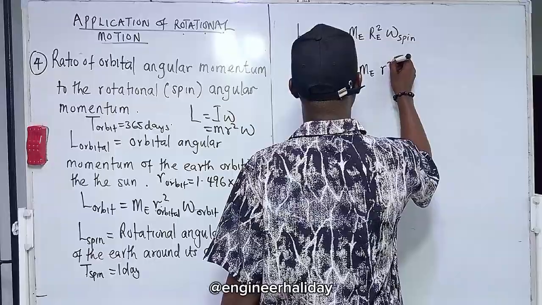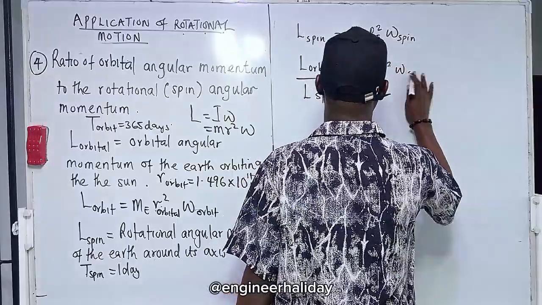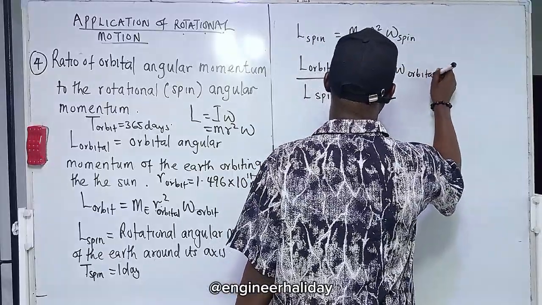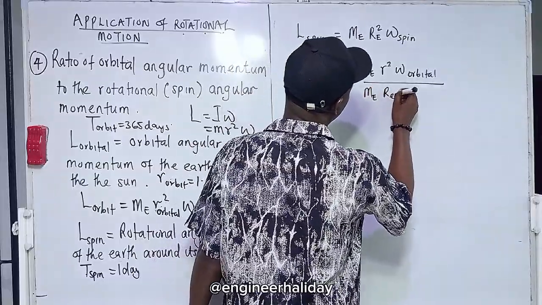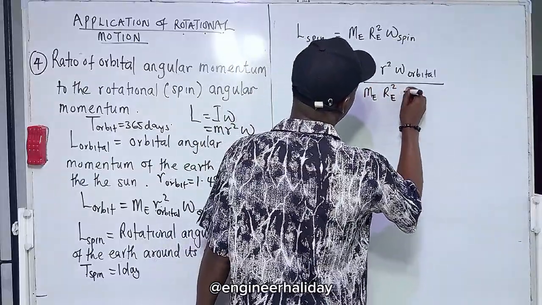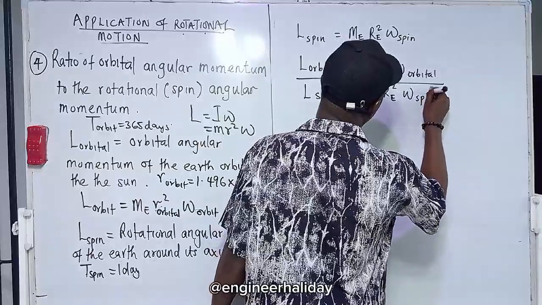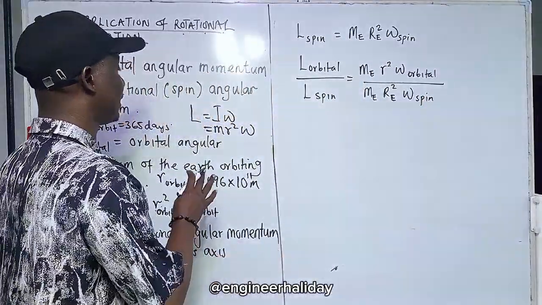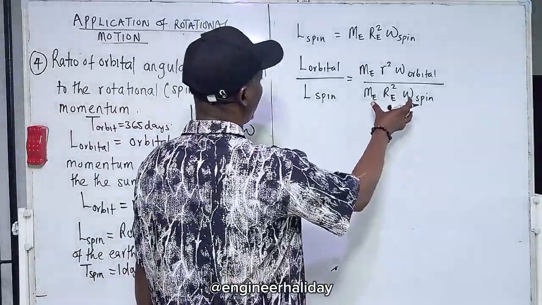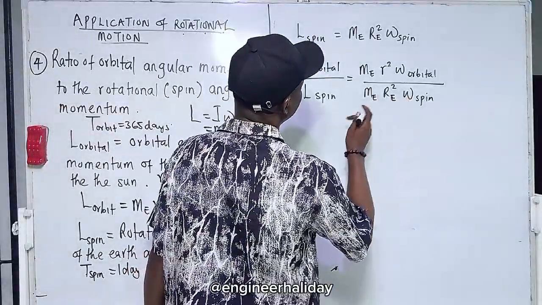M what? Square W what? Orbital over what? Square angular of spin. Now that is it. So don't forget that in this case, what we're going to do is simply what?